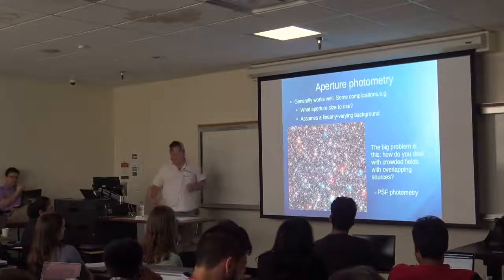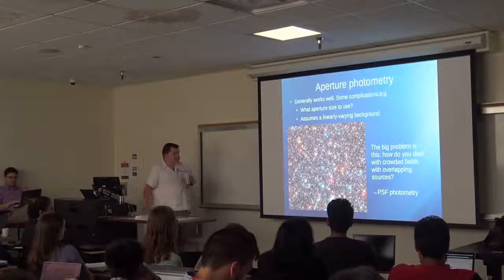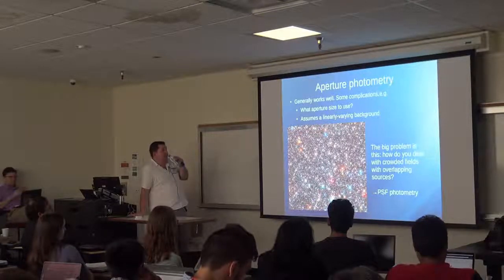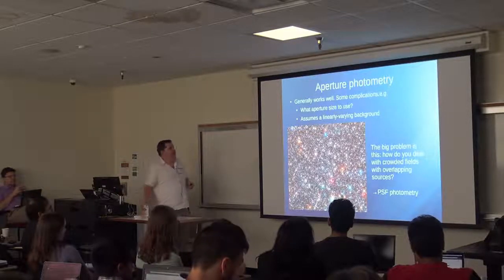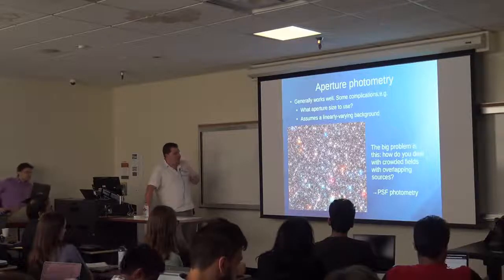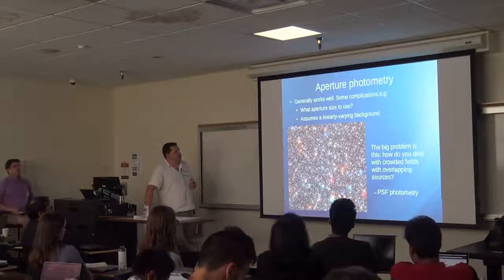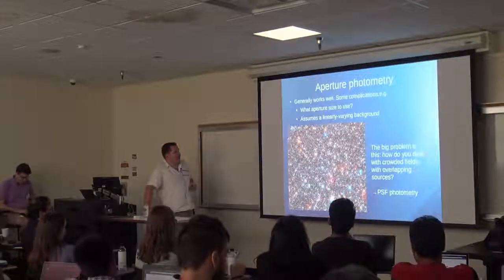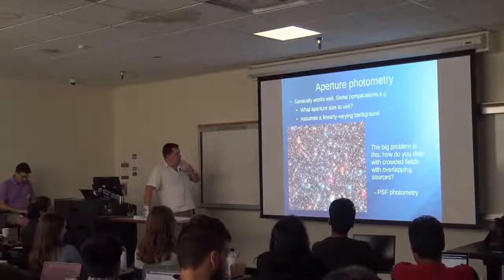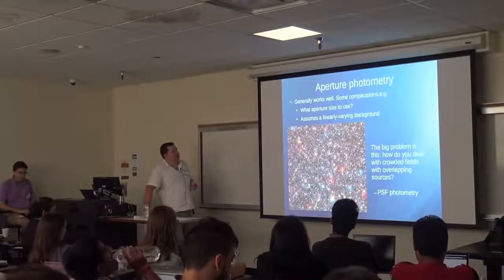Okay, so aperture photometry is straightforward, really. It's nothing too complicated. It generally works very, very well. There are some complications. Which aperture size to use is one that we've discussed. It also assumes that your background is linearly varying. If you've got something weird going on across your field, then you're improperly correcting for the background.